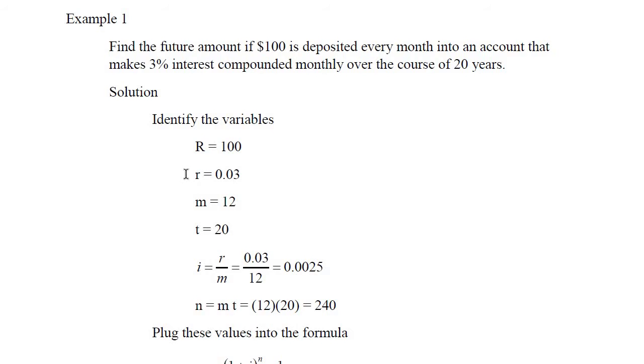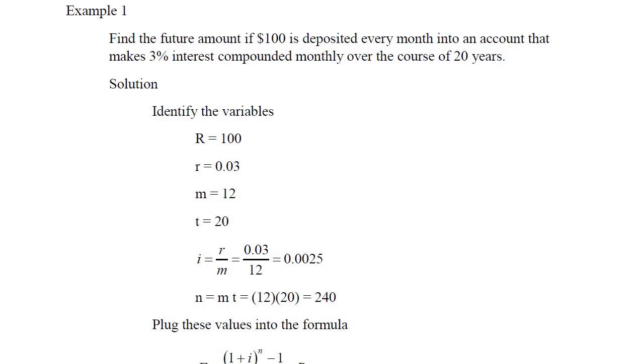The account makes 3% interest, so little r is 0.03. Compounded monthly, so M is 12, over the course of 20 years, so T is 20. To calculate I, we do little r divided by M, which is 0.03 divided by 12, and that calculates to 0.0025. We need N. N is calculated by doing M times T. M is 12 and T is 20, so 12 times 20 gives us 240.